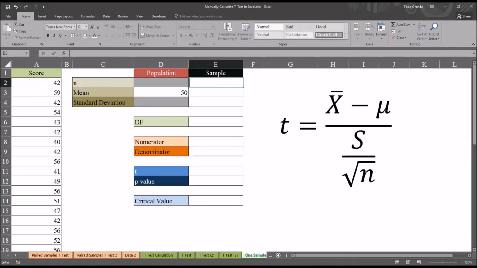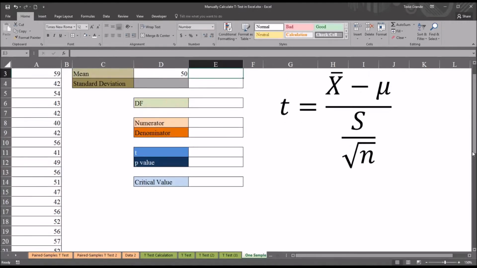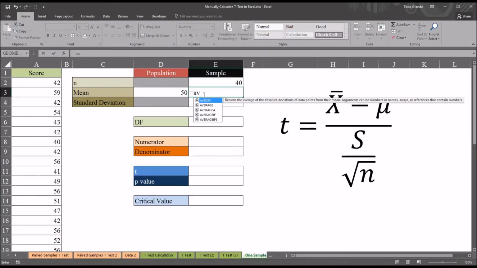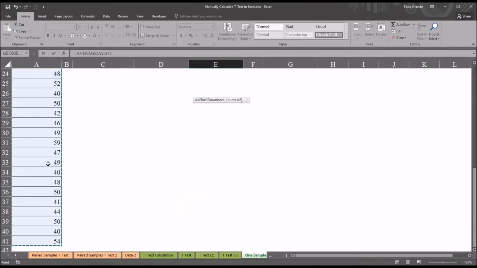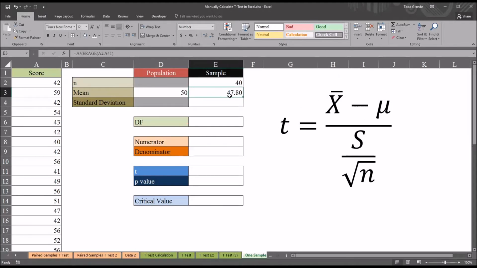So I'll start with the sample size. That's going to be equal sign count, and then the range of values here on the left, and that's A2 through A41. So we can see that we have a sample size of 40. For the sample mean, it's going to be equal sign average. That's the function in Excel, and then again A2 through A41. So to make that selection faster, I just use Control Shift down arrow. We can see the sample mean is 47.8.